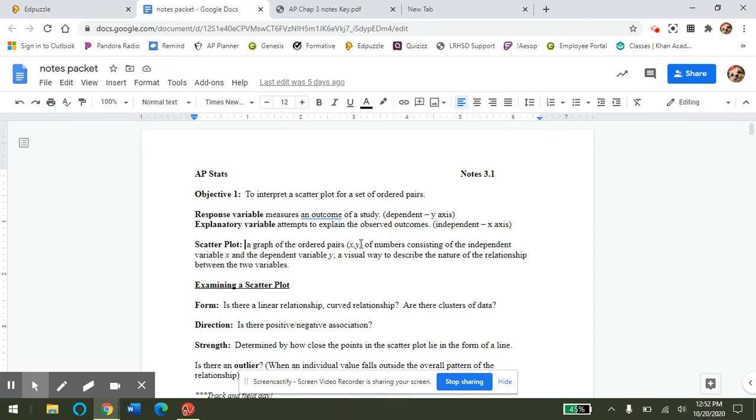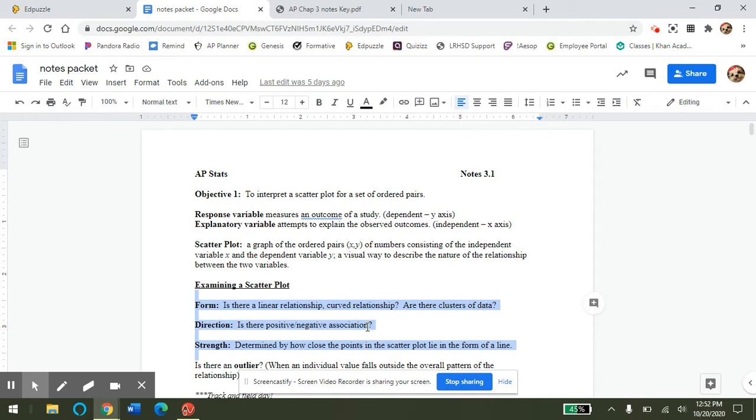Just like when we did one variable data and we talked about center, shape, spread, when you're examining a scatter plot, you always want to comment on form, strength, and direction. Huge deal. Form: is it linear or is it curved? Are there clusters of data together or what? Direction: is it a positive relationship? In statistics, we use association just as much as we use relationship. So are they associated?